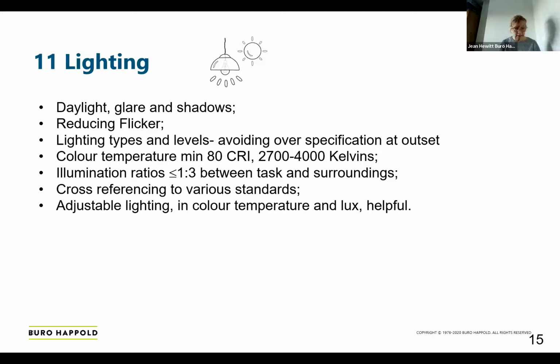We did find that colour temperature preference was generally a warmer light, and a good colour rendering index of at least 80 was helpful for people with neurodivergence who'd be processing that information in a different way. Even things like the illumination ratio between the desk where you might be working and the corridor alongside was quite an important measure too. So loads of cross-referencing to various standards on acoustics and lighting.